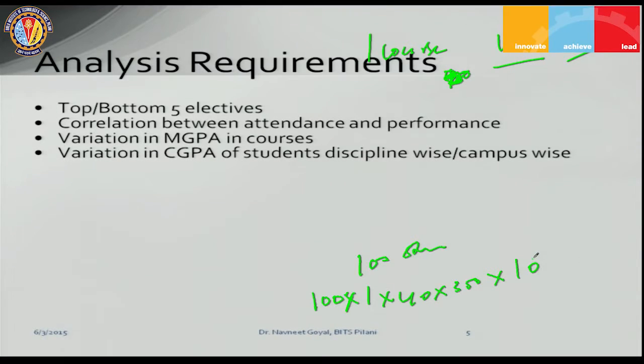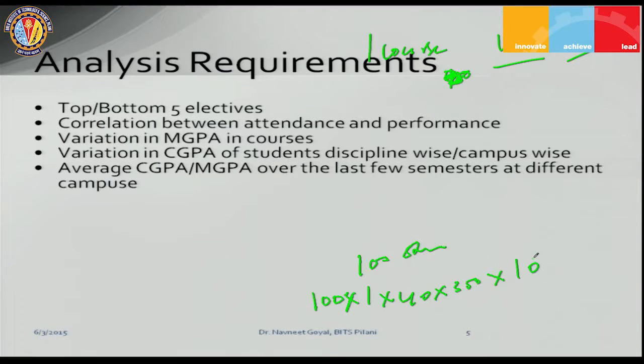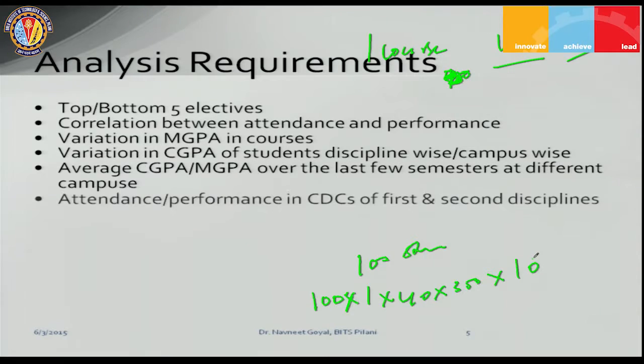And variation in CGPA of students discipline wise or campus wise, that is also something you can do, right? So average CGPA, MGPA over the last few semesters at different campuses. Average CGPA means the CGPA of all the students in a particular campus, and MGPA means I average the MGPA of all courses that are being offered.